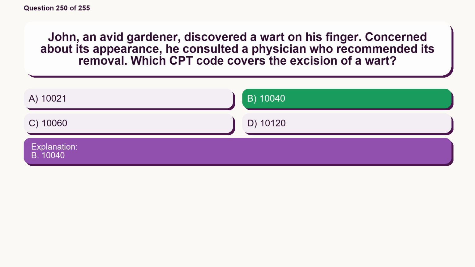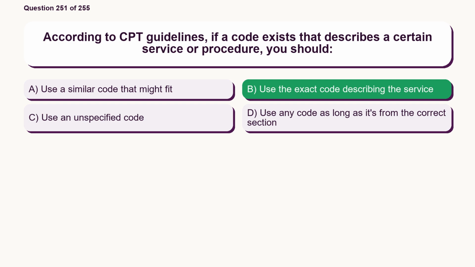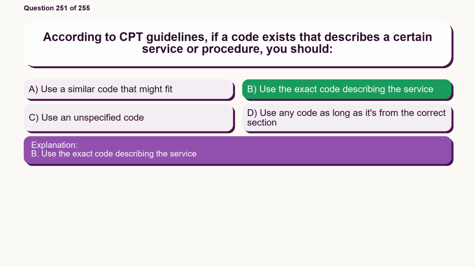Question 251. According to CPT guidelines, if a code exists that describes a certain service or procedure, you should: Option A, use a similar code that might fit. Option B, use the exact code describing the service. Option C, use an unspecified code. Option D, use any code as long as it's from the correct section. The correct answer is option B, use the exact code describing the service.